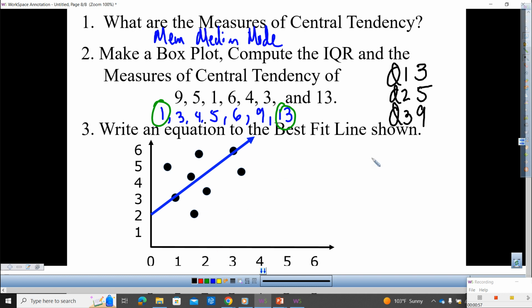Last but not least, number 3, y equals mx plus b. Share with the neighbor what you used for the y-intercept. What did you use for the y-intercept? All right, I see most of you saying 2, so I'll leave it at 2. Now, here's where there's going to be a little bit of discrepancy. Before you share your slope, tell your neighbor which points did you use to find the slope.